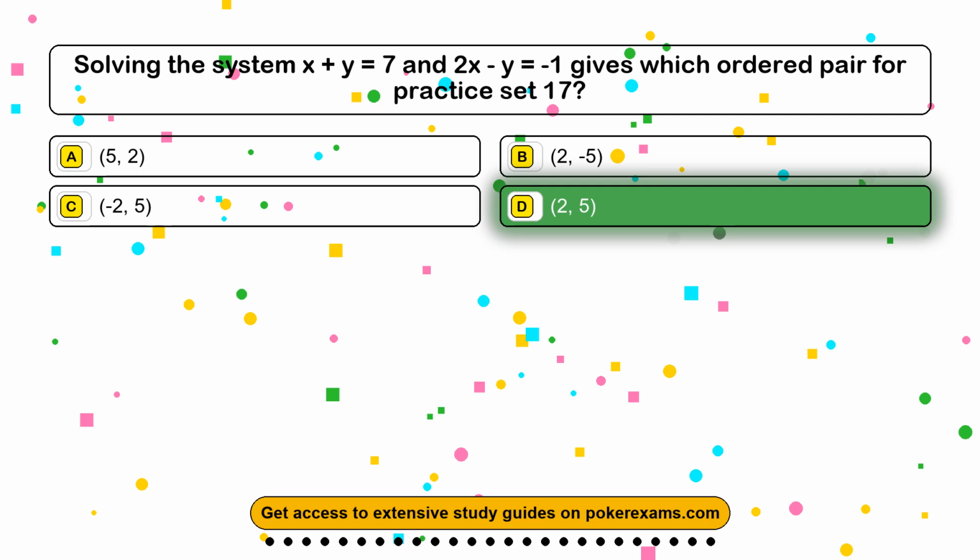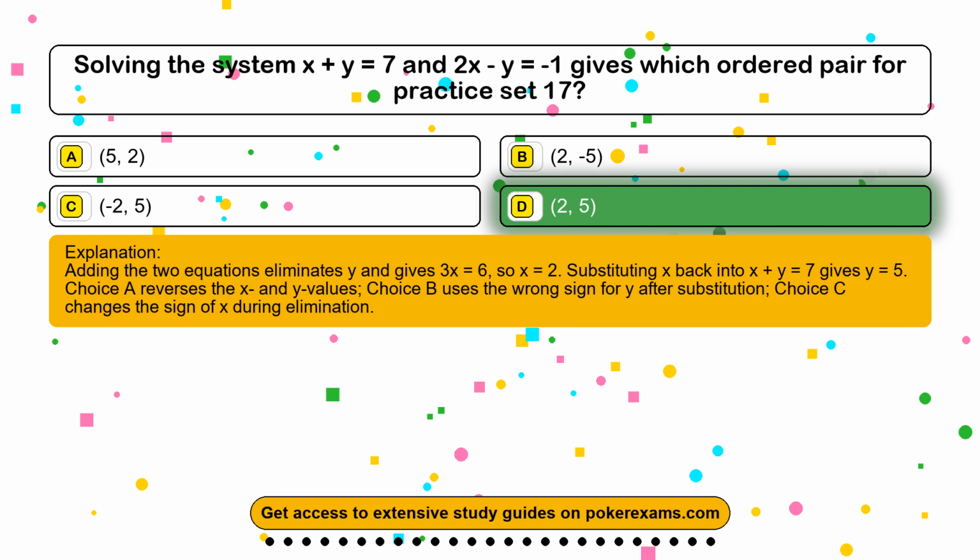The correct answer is option D, 2, 5. Adding the two equations eliminates y and gives 3x equals 6, so x equals 2. Substituting x back into x plus y equals 7 gives y equals 5. Choice A reverses the x and y values, choice B uses the wrong sign for y after substitution, choice C changes the sign of x during elimination.